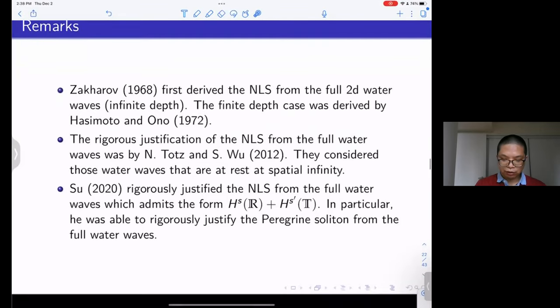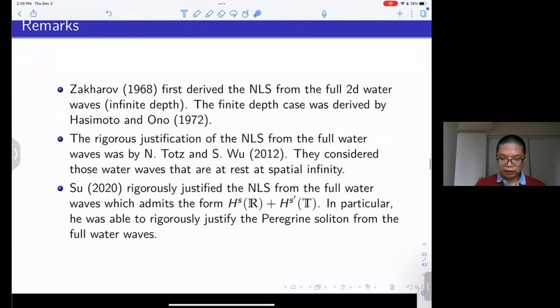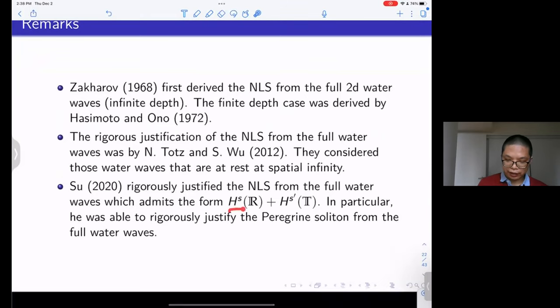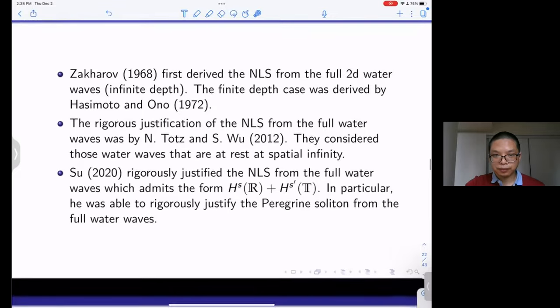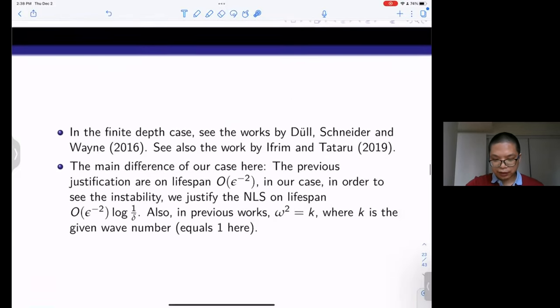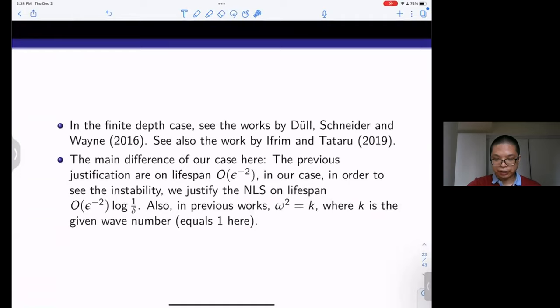My co-author Qingtang Su justified NLS from the water wave problem with this initial data. So in particular, it's not necessary to be at rest at spatial infinity, and this also justified the Peregrine soliton in the water wave problem. For finite depth, the justification is given by Dürr, Schneider, and Wen. Also some recent work by Ifrim and Tataru.